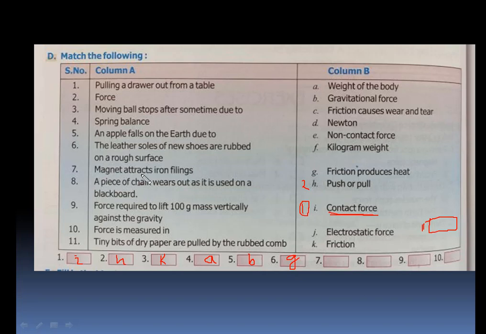7. A magnet attracts iron filings. Magnetic force, it is a non-contact force. Then 8. A piece of chalk wears out as it is used on a blackboard. The reason is that friction causes wear and tear. C. Then 9. Force required to lift a 100 gram mass vertically against gravity. 9 is F, kilogram weight. Then 10. Force is measured in Newton, D.